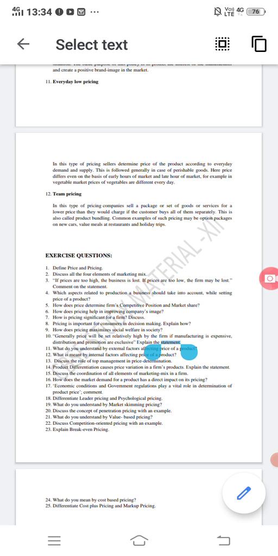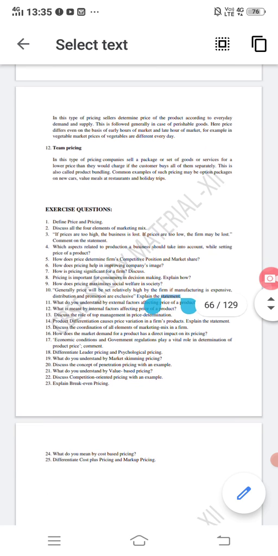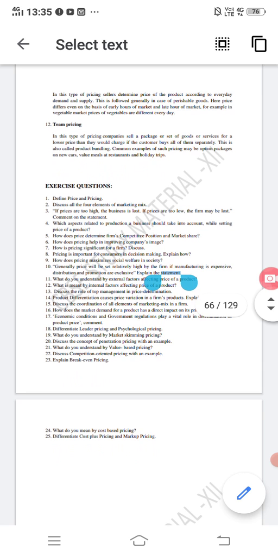For example, a perishable goods example is the vegetable market. Prices of vegetables are different every day. As we know, every day some prices of vegetables are different. So everyday pricing or everyday low pricing means those products which are perishable, their prices will change every day. So for those products it is called everyday price. It is also easy.